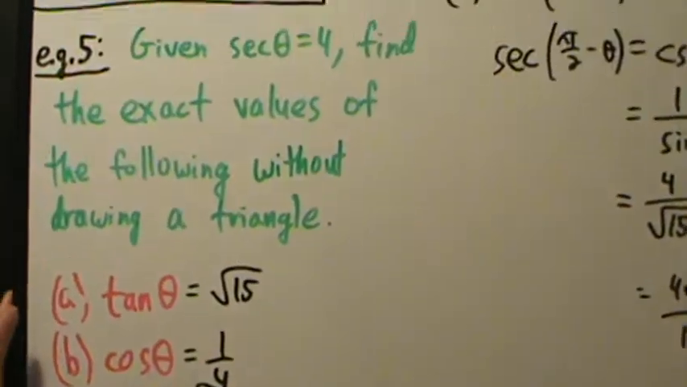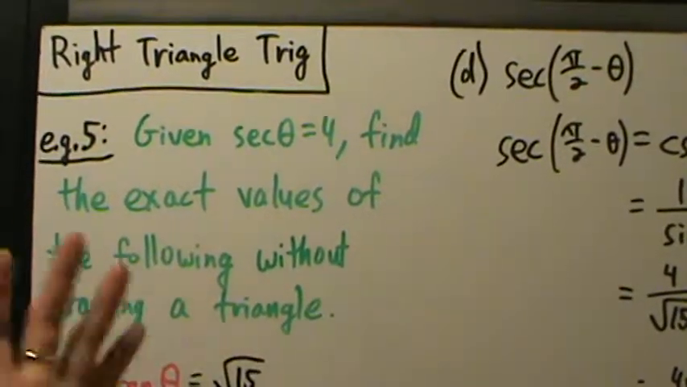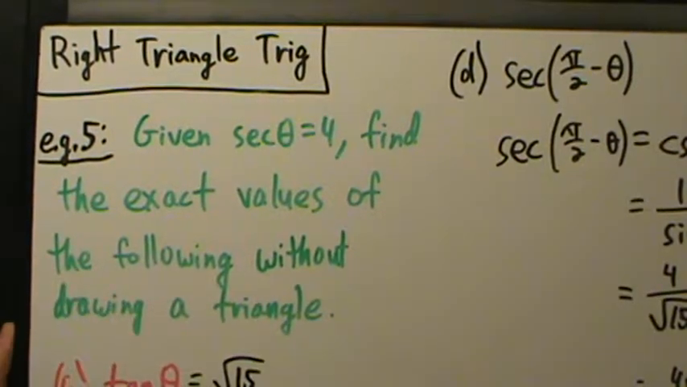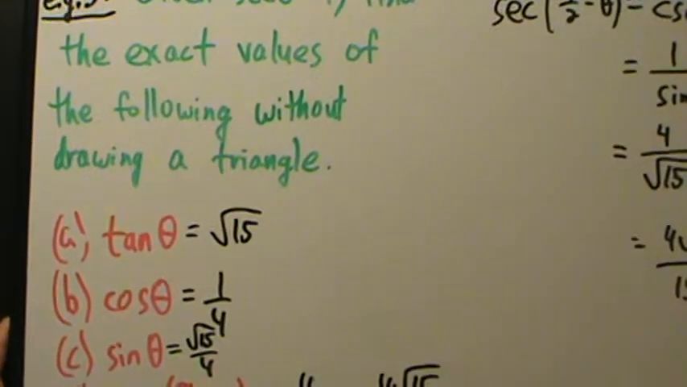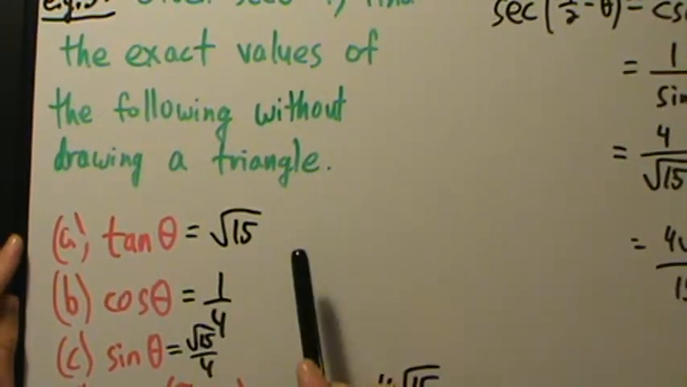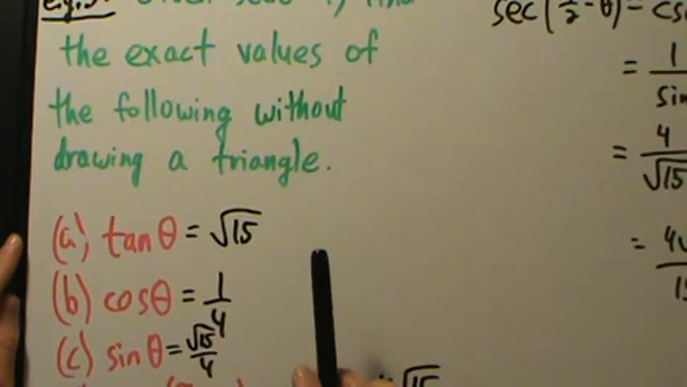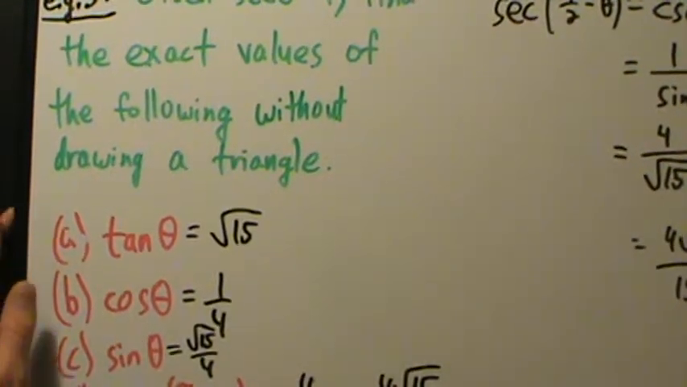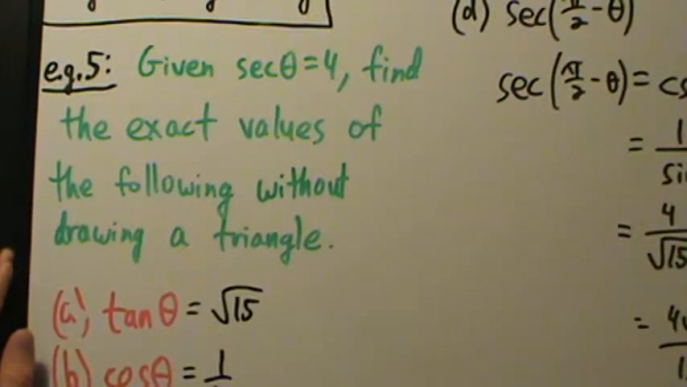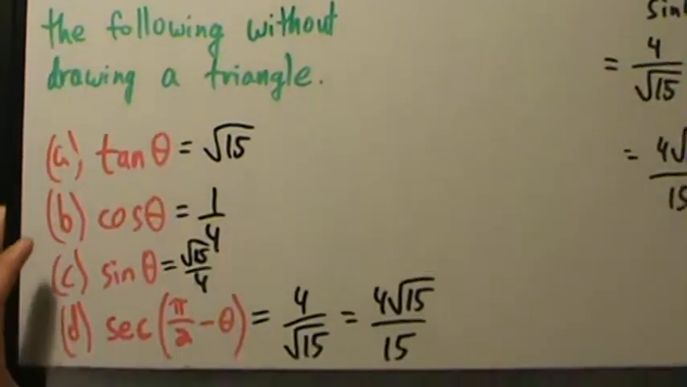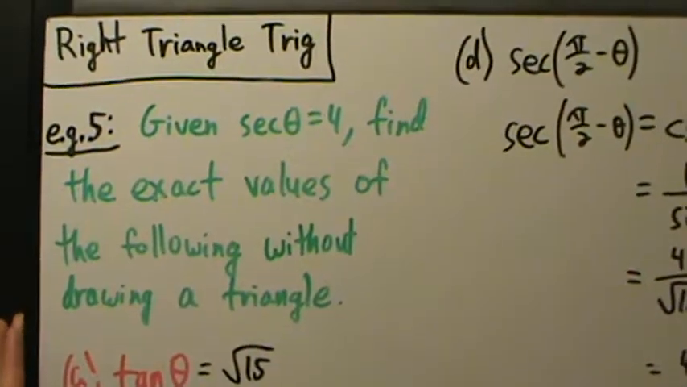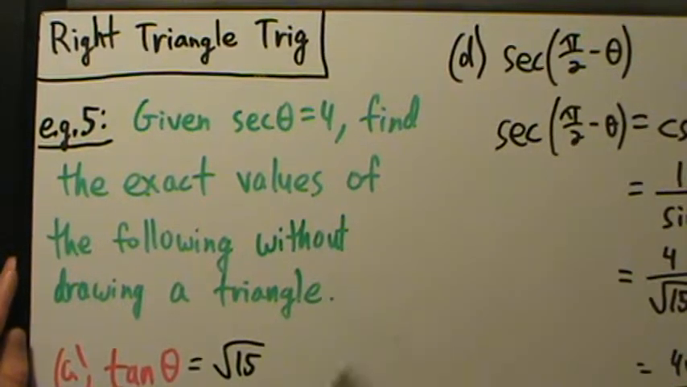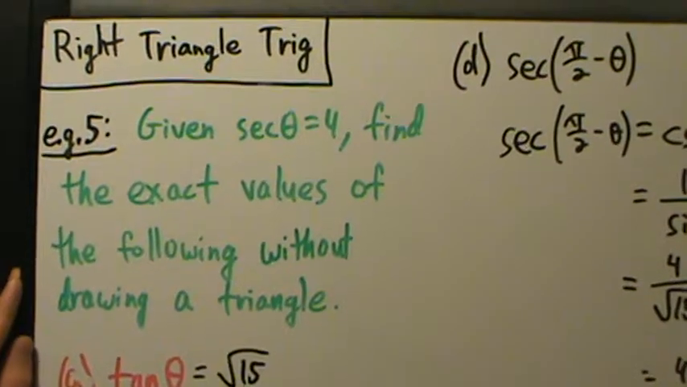So that's example 5. So notice we talked about right triangles a little bit, but we didn't draw any right triangles at all. We only used identities. Okay, so for part A, we used that Pythagorean identity that said 1 plus tangent squared of theta equals secant squared of theta. And then for part B, cosine of theta, we used the fact that secant and cosine are reciprocals of each other. And then part C, we did that 2 different ways. And part D, we used the complementary angle theorem. So for examples like this, you can draw right triangles and use those, or you could use these identities here. Okay, so that's example 5.